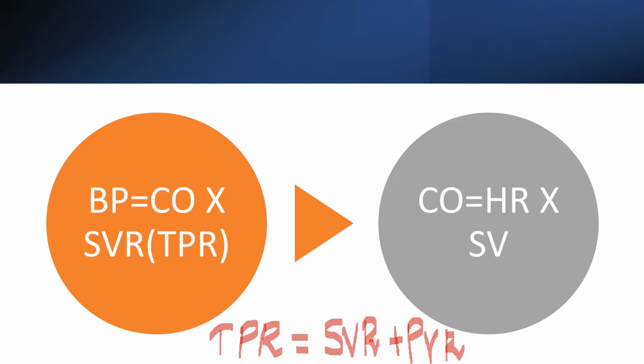The resistance offered by the vasculature in the systemic circulation is systemic vascular resistance, and the resistance by the vasculature in the pulmonary circulation is called PVR. So total peripheral resistance is, we can say, this SVR and PVR together, which we call TPR.